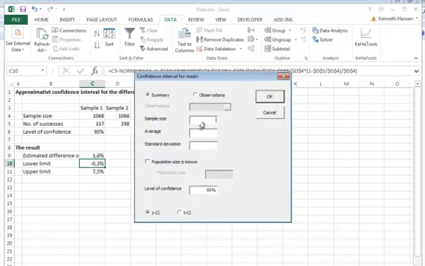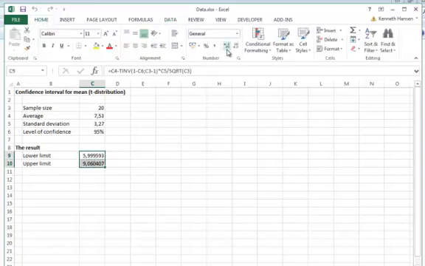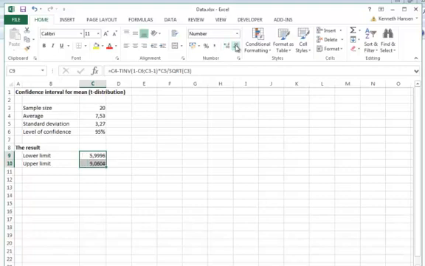We still have summary data: 20 observations, average of 7.53, a standard deviation of 3.27. We don't know the population size. And since we have a small sample that is normally distributed, we're going to use the T confidence interval. And we get this result by rounding off to a smaller number of digits. We get the following.